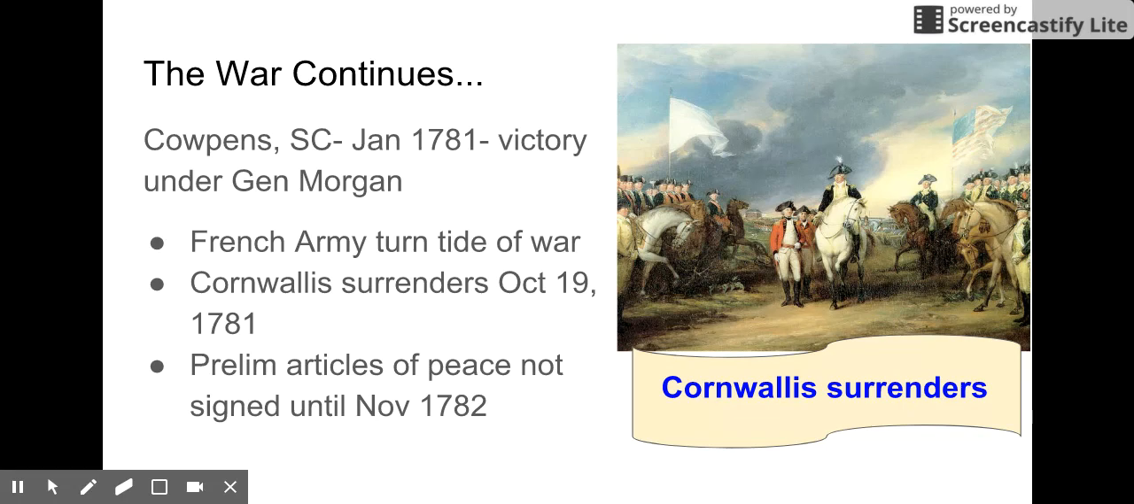The preliminary Articles of Peace weren't signed until much later, in November of 1782. But everyone knew after the British defeat at Yorktown that the Americans had won their independence. So that is where we're going to leave it. And we'll get into things following the revolution. Maybe I'll do that little case study of Brandywine first. But please ask me if you have any questions on any of this stuff.